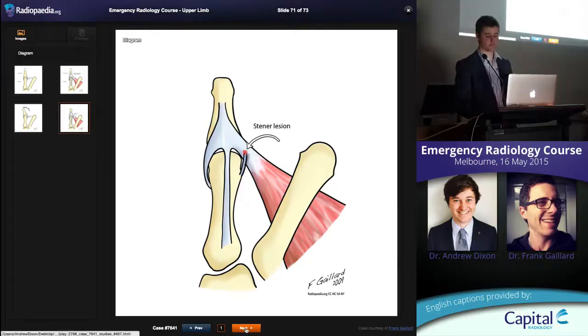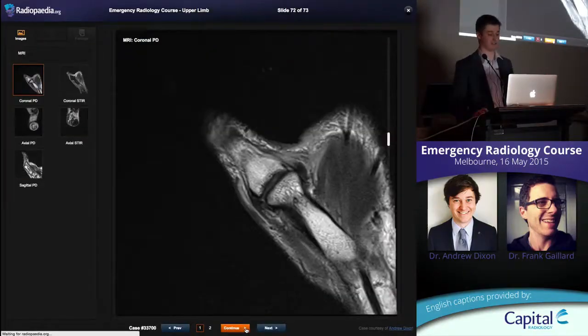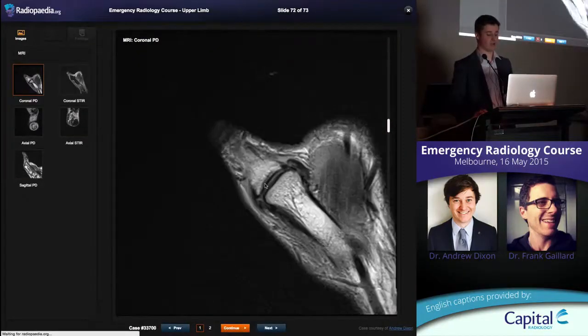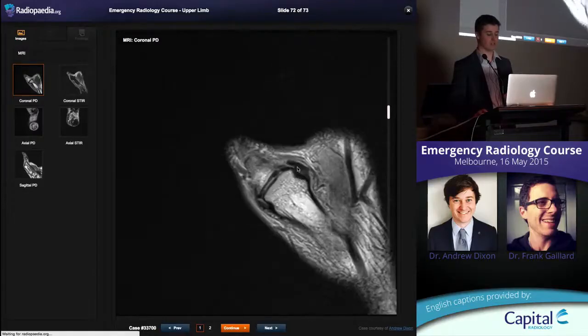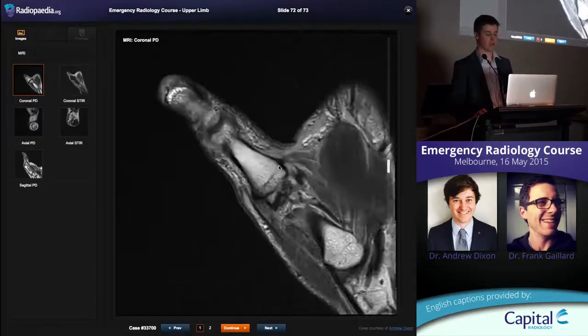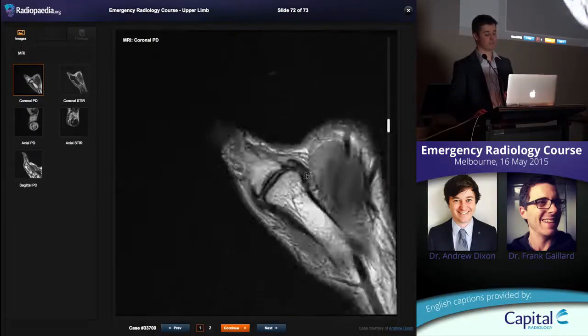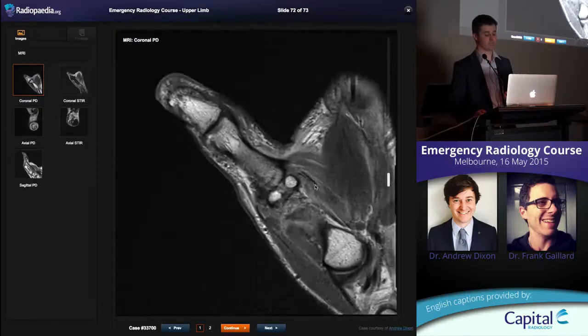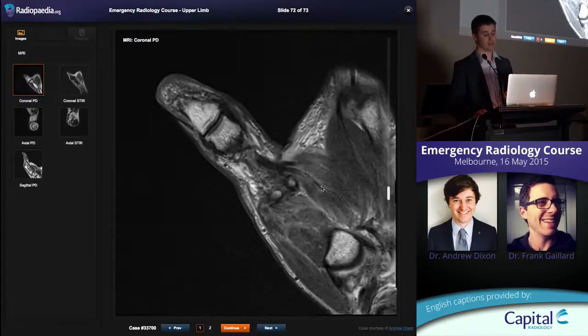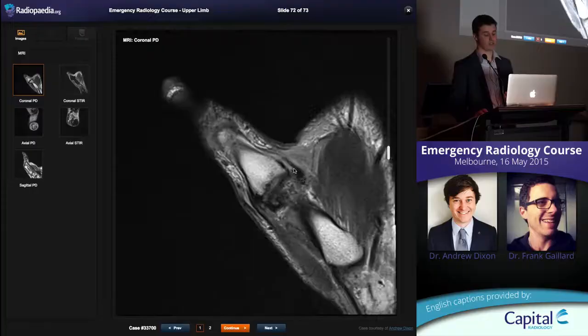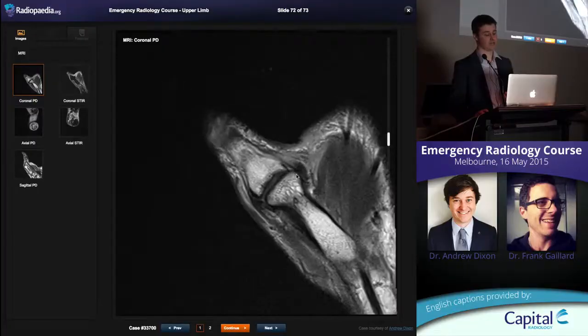I can show off my MRI skills and point that out on MRI for you. So this is the ulnar collateral ligament here. It should come and join onto the bone at the base of the first proximal phalanx here. But instead you've got this thing, this is the adductor pollicis. You can see the aponeurosis comes across here. And you can see that bunched up, torn ligament is sitting superficial to that aponeurosis.